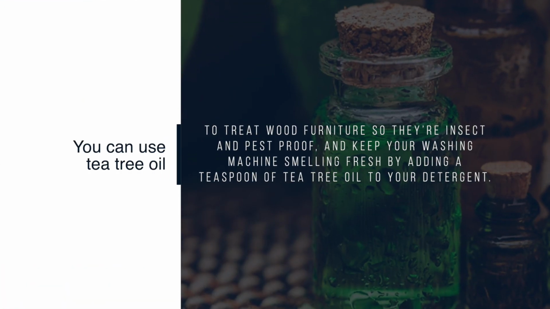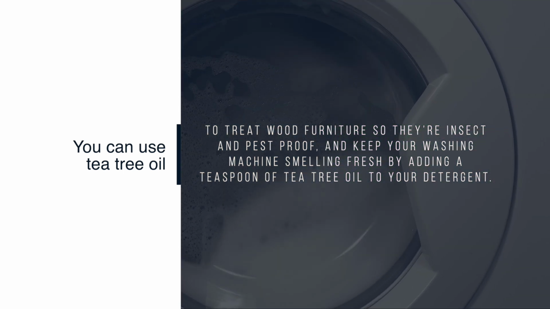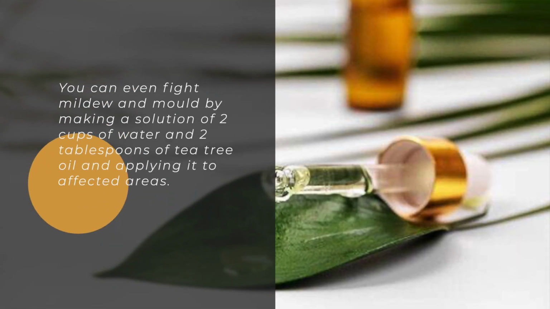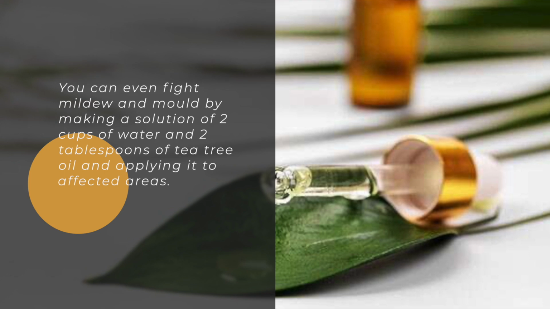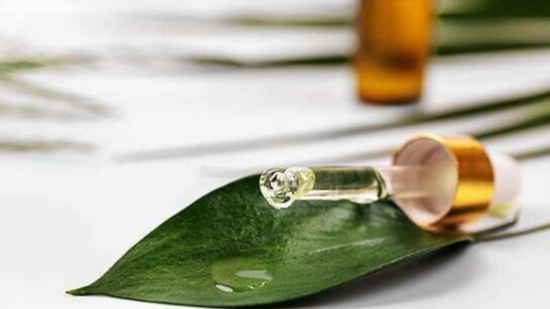You can use tea tree oil to treat wood furniture so they're insect and pest-proof, and keep your washing machine smelling fresh by adding a teaspoon of tea tree oil to your detergent. You can even fight mildew and mold by making a solution of 2 cups of water and 2 tablespoons of tea tree oil and applying it to affected areas.